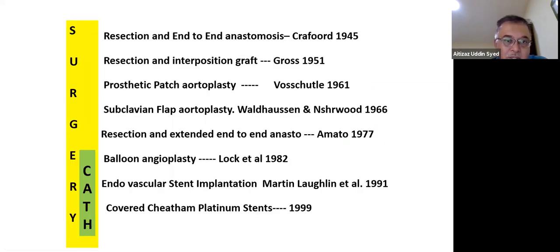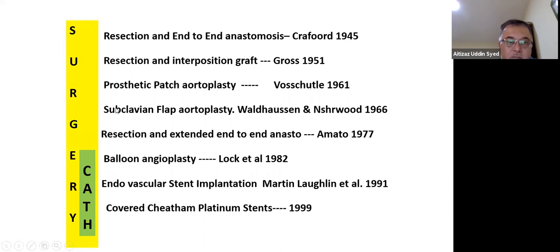This is how the coarctation was actually treated. If you see this timeline, the surgery in the yellow, then the resection and end-to-end anastomosis was done in 1945 because it's a discrete lesion. So the surgeons could cut it out and sew it back together. And then you can see Gross did an interposition graft after resecting the coarctation in 1951. So it's more than 70, 75 years that surgery has been done.